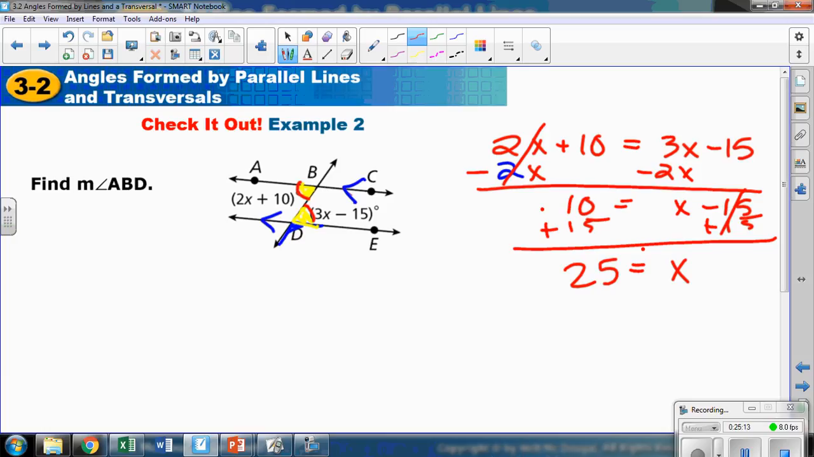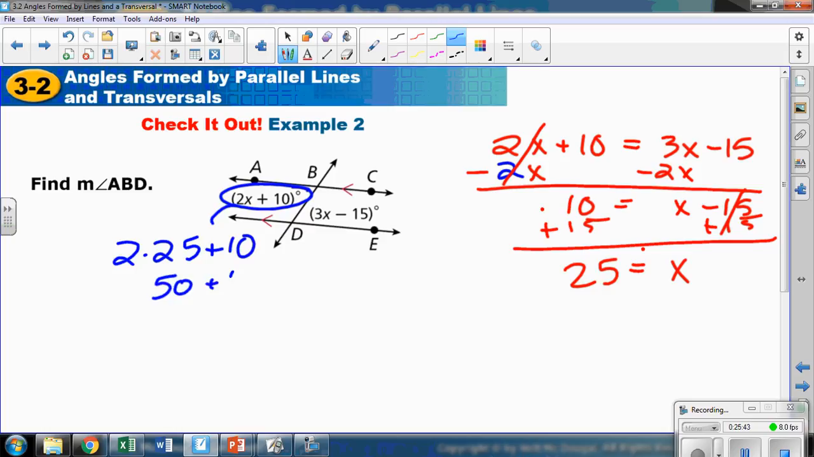Hey, we have a number that's not what we wanted. But it's the only thing we could do. The only relationship we could put in was to find this value of x. But that's helpful for us because now that we know x is 25, we could go through and say right here, 2 times 25 plus 10. 2 times 25 is 50. 50 plus 10 gives us 60. So that's a 60-degree angle.